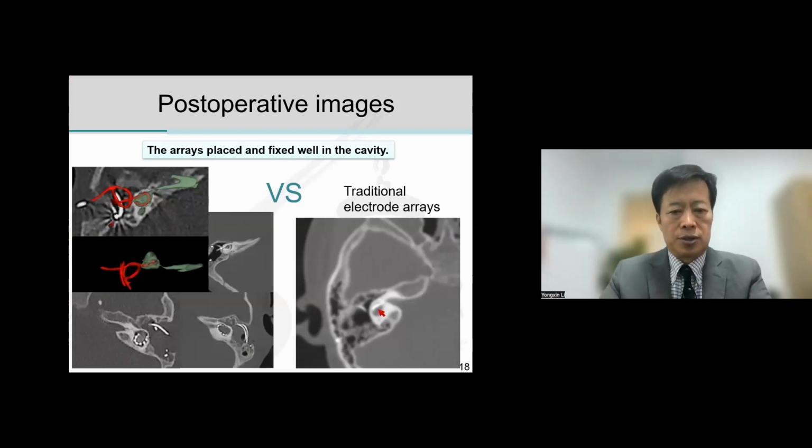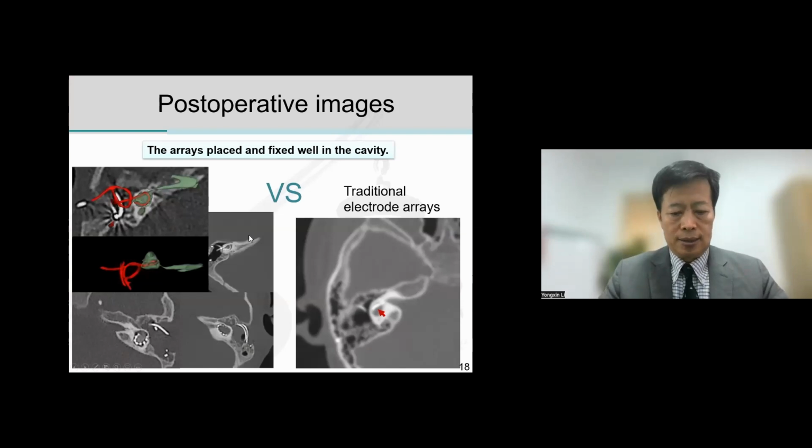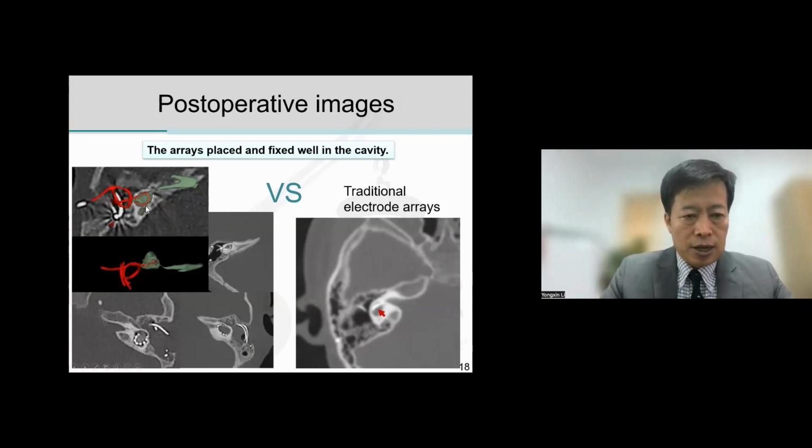Okay, so the surgery video is stopped. After surgery, let's see the electrode image. You can see here the electrode. This electrode like this. You can see here, and also different cases from common cavity. You can see the electrode against the wall. Also, this is a small cavity, and this is also a small cavity.